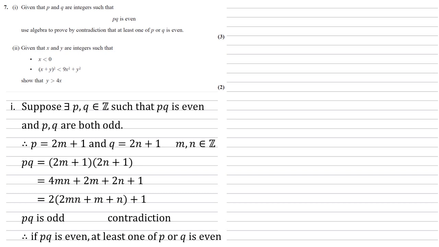Be very careful when you're answering these questions to make sure you put down the fact that you've got the contradiction. You need to write that down. And then at the end, just make sure that you write down exactly what it is that you've proved.